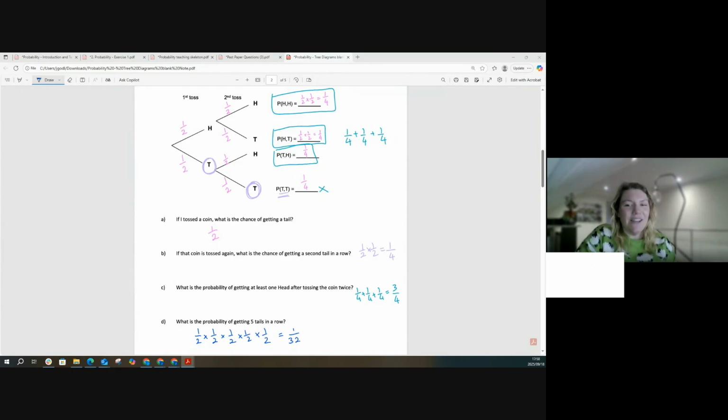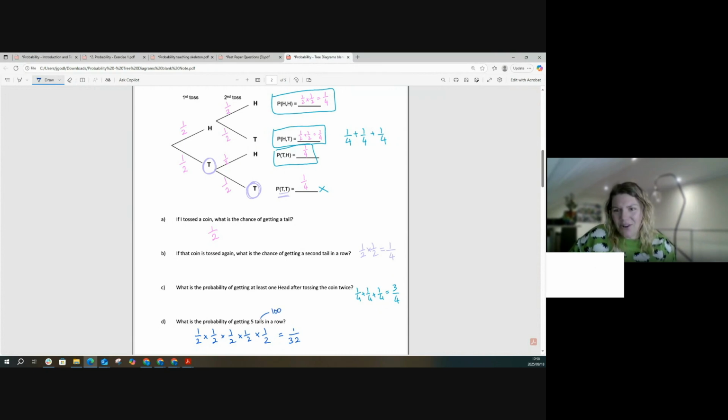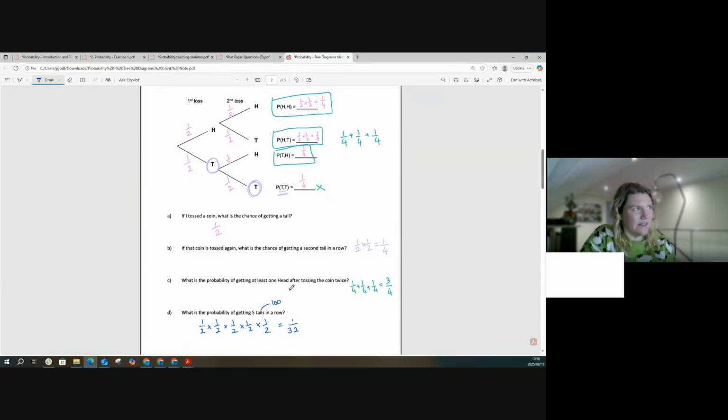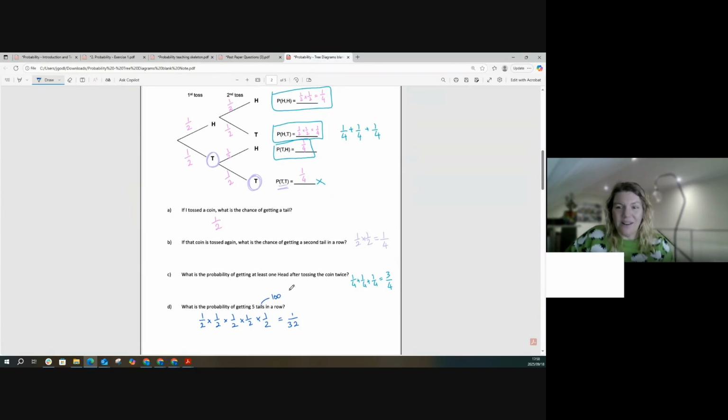What if I said, what's the probability of getting 100 tails in a row? What would be an easier way for me to do this than to times all of them? What would be an easier way for me to write this half times a half times a half times a half? How else can I write this?